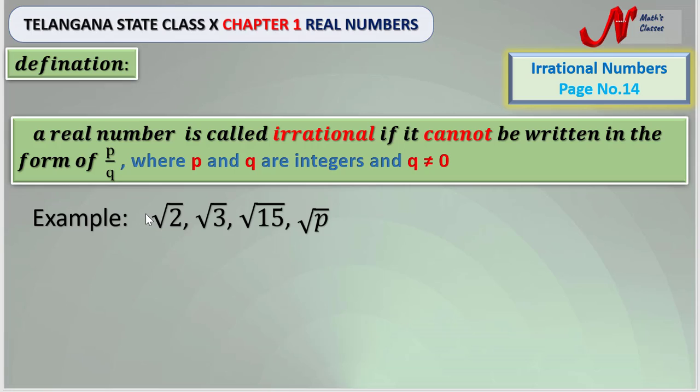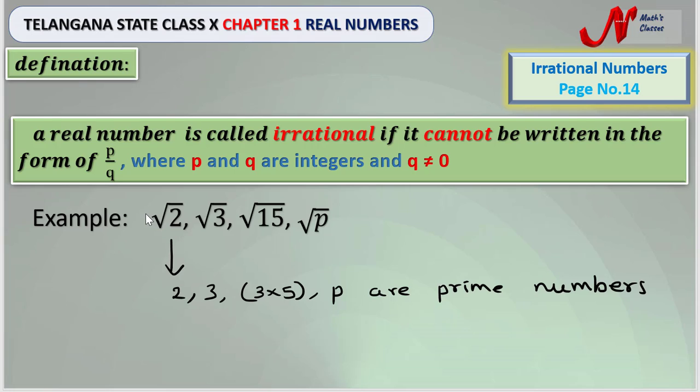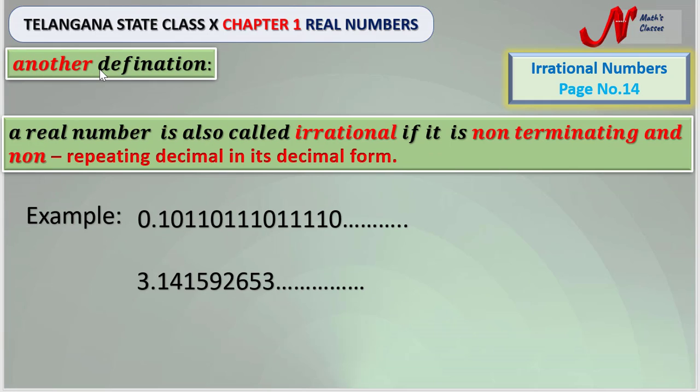For example, square root 2, square root 3, square root of 15 and square root of p. These are examples of irrational numbers. Why? Because 2 and 3 are prime, and 15 we can write as 3 into 5, and p is also a prime number. The numbers which are under root are called irrational numbers. These we cannot write in p by q form. The numbers which are under the root and cannot be written in the form of p by q are called irrational numbers.